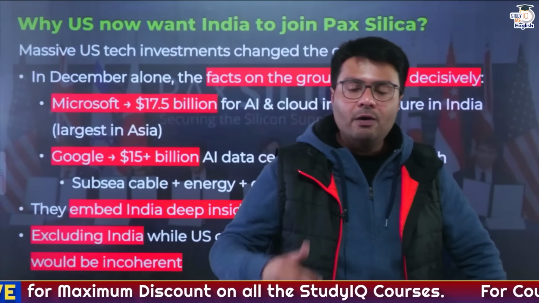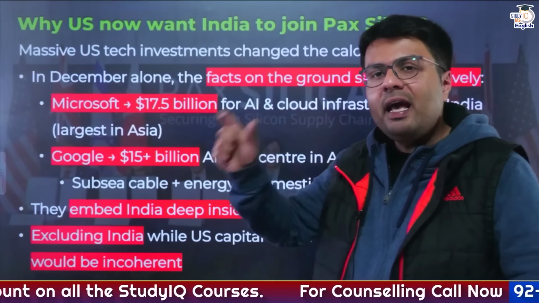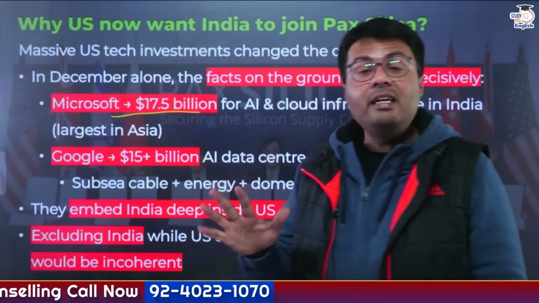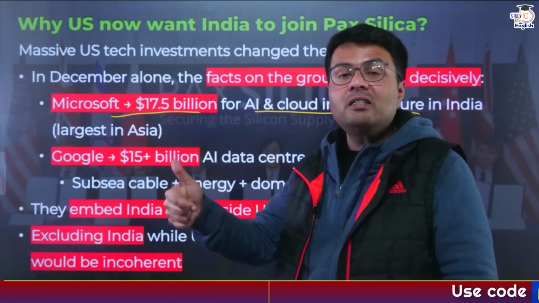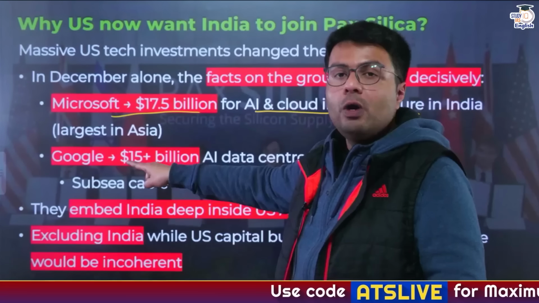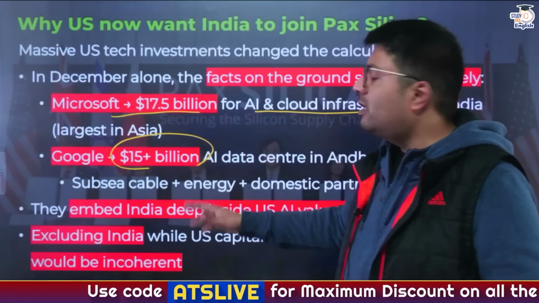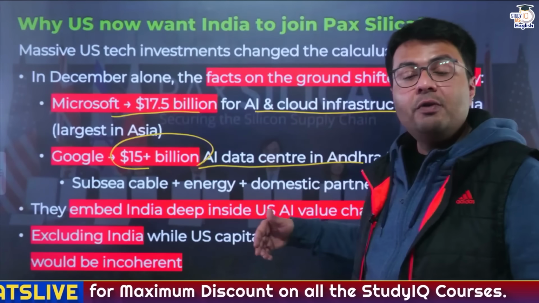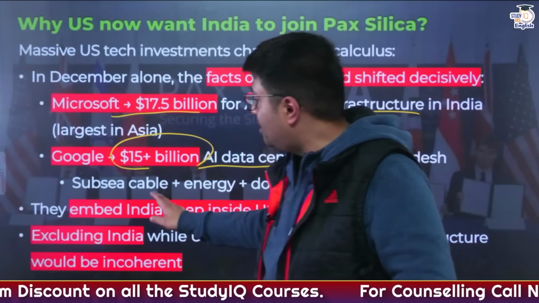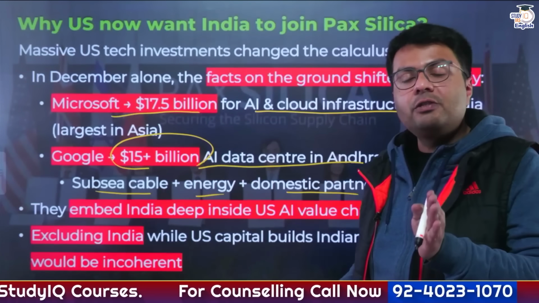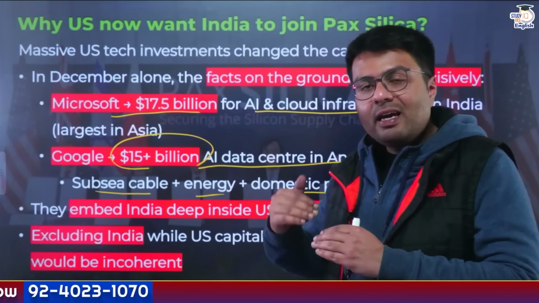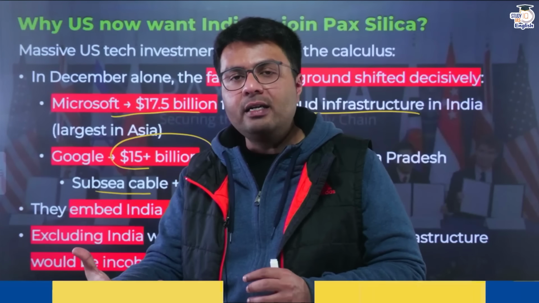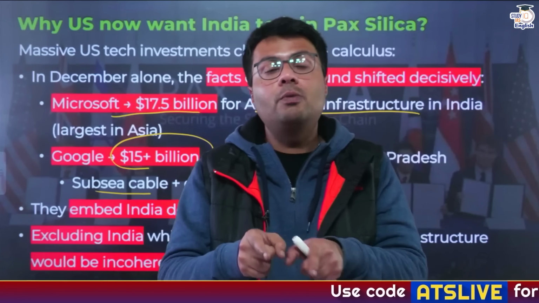Similarly, you need to understand that in the past month or so, something has changed when it comes to US investment in India. If you can recall, Microsoft promised $17.5 billion worth of investment in AI and cloud infrastructure in India, which is its largest investment anywhere in Asia. Similarly, Google, or Alphabet, promised 15 plus billion in investment in establishing an AI data center in Visakhapatnam, and they would also set up separate subsea cable and energy infrastructure, as well as partner with Indian companies like Bharti Airtel. So this shows that capital has forced the political class in the United States to adhere to what capitalism wants.